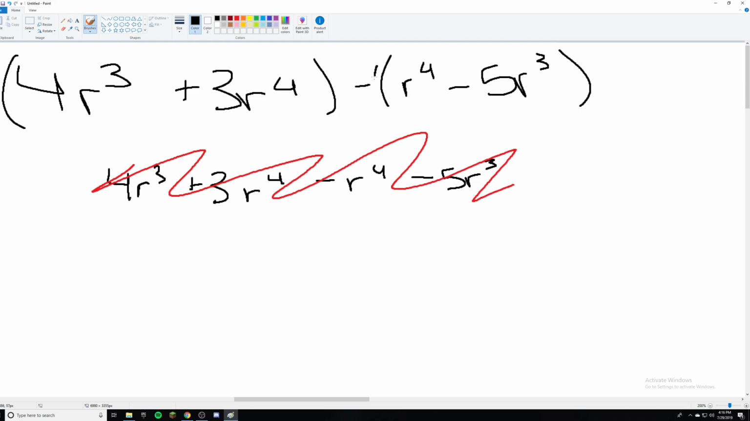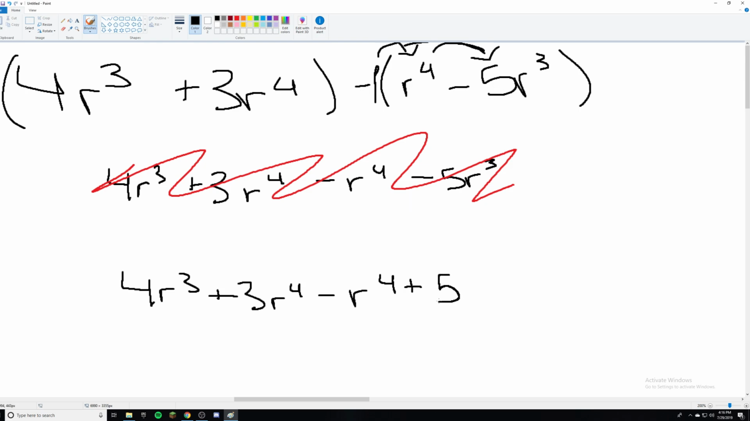But first, this is equivalent to a negative 1. So you're going to have to distribute that throughout the equation. So what is correct is we have 4r cubed plus 3r to the 4th minus r to the 4th, and because a negative times a negative is a positive, it becomes plus 5r cubed.